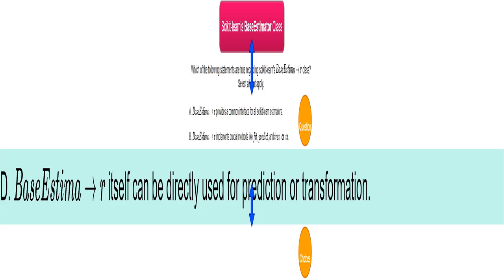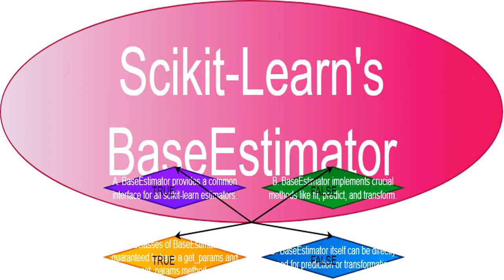This statement is false. Base estimator is an abstract base class, which means you can't directly use it for calculations. You need concrete subclasses that build upon its framework to achieve a specific task like prediction or transformation. This is the core class in Sklearn. Think of it as the blueprint for all the other estimators, like regression models or classifiers. It sets up a standard structure, making sure every estimator has consistent ways to set and get parameters.